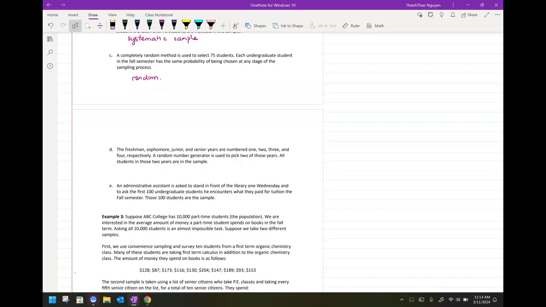Freshman, sophomore, junior, and senior years are numbered 1, 2, 3, and 4 respectively. A random number generator is used to pick 2 of those years. All students in those 2 years are in the sample. So here you have a cluster sample.